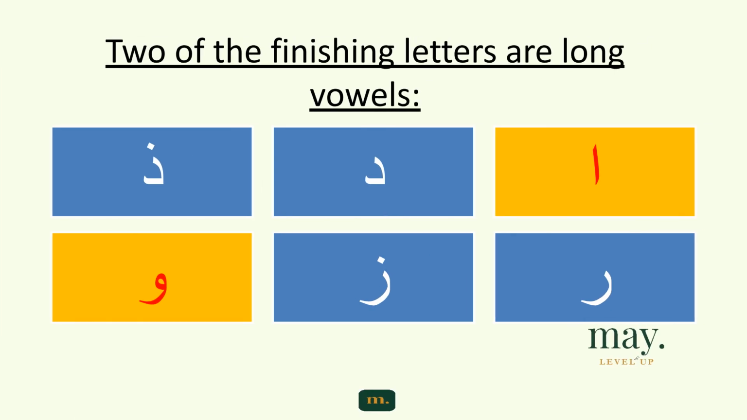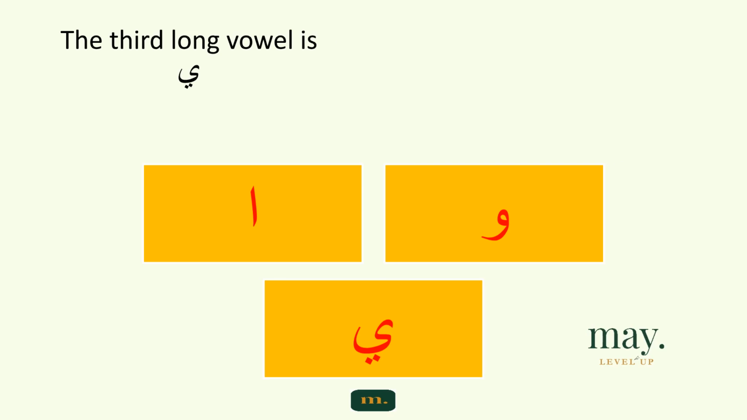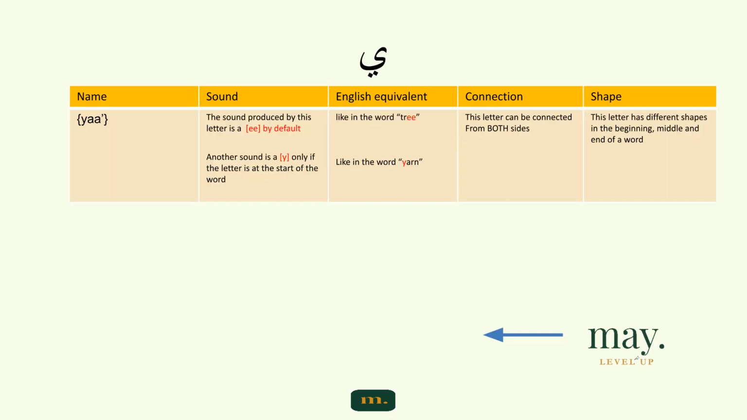2 of the finishing letters also function as long vowels, and they are alif with the sound a and waw with the sound u. The third long vowel is the letter ya. This letter is pronounced as an e by default, similar to the sound in the word tree. When starting a word, it can also produce a y sound, like in the word yarn. It can connect from both sides and has different shapes depending on its position within a word.